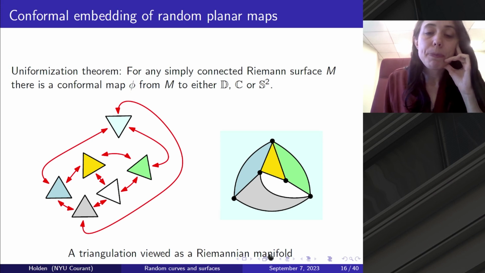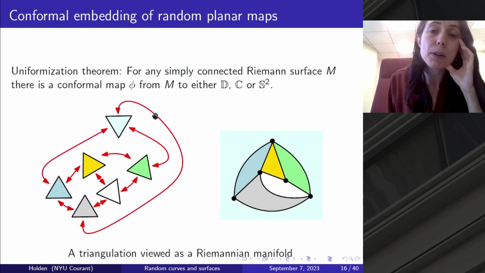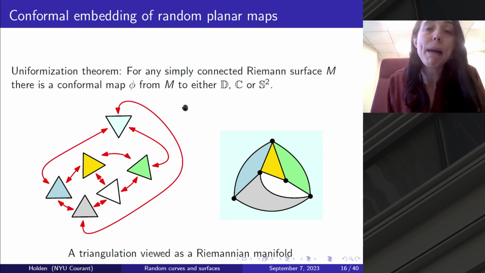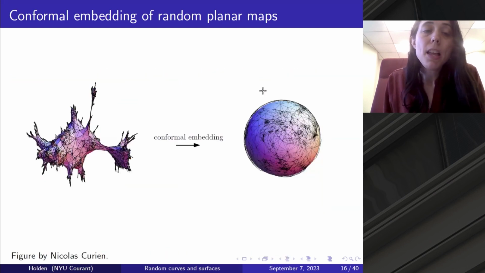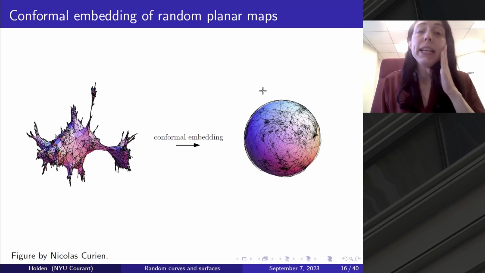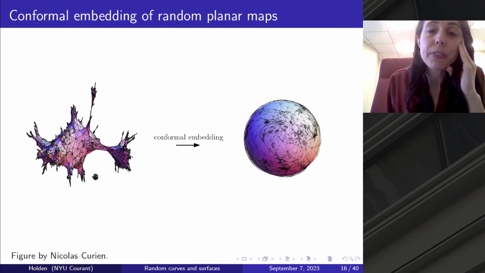So we have this Riemannian manifold, and we can apply the uniformization theorem to argue that this can be sent by a conformal map to either the unit disk, the complex plane, or the sphere. Since our planar map has the topology of the sphere, the conformal map will also be to the sphere. Here I've illustrated such a conformal embedding. Here is the planar map that we saw before, and here this planar map has been embedded into the sphere S2 via such a conformal map.